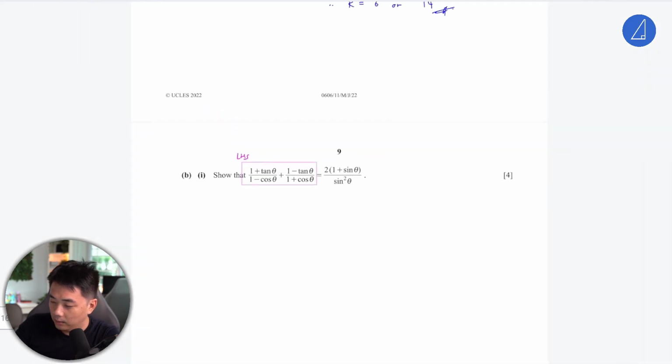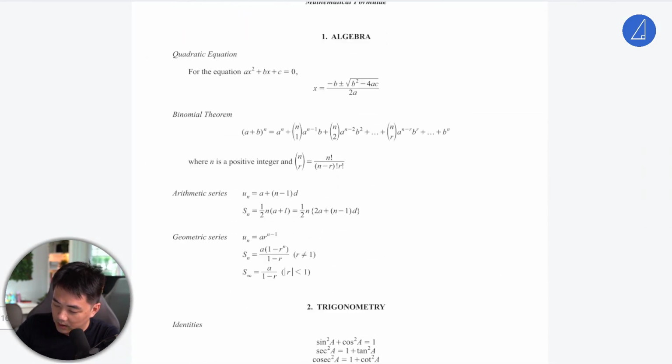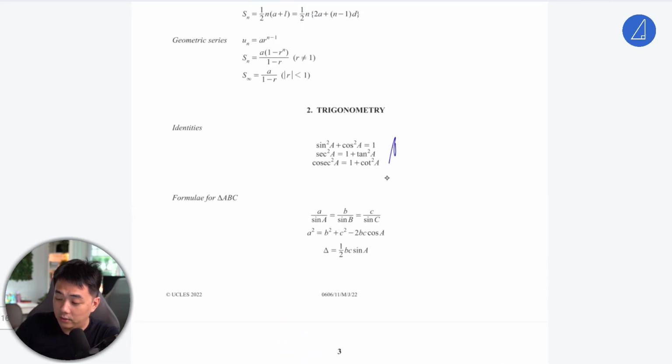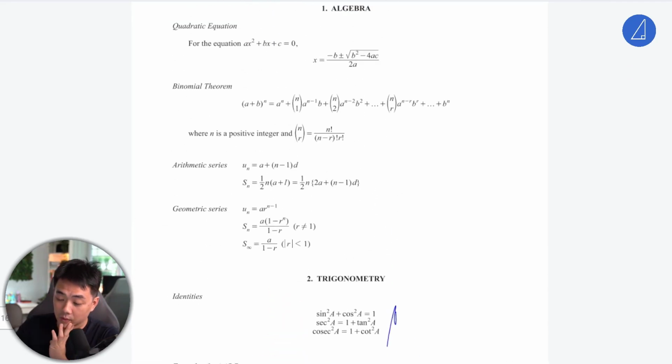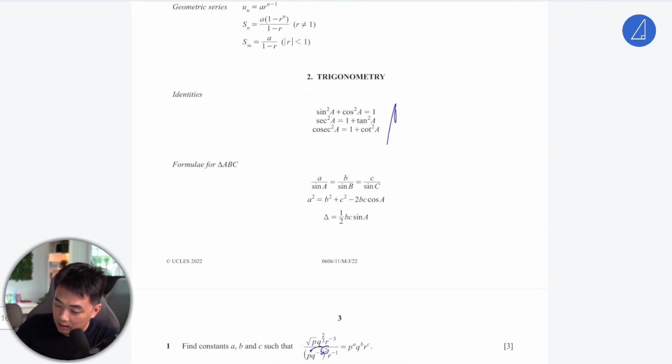Now, I'm not sure what equation. Let me just see what formula is given. Also, we're given these 3 only. Okay, no additional formula. So let's just try these 3 identities.